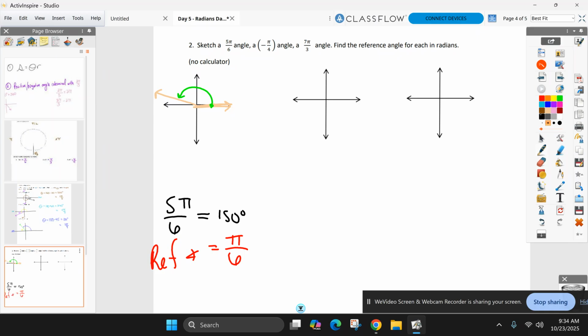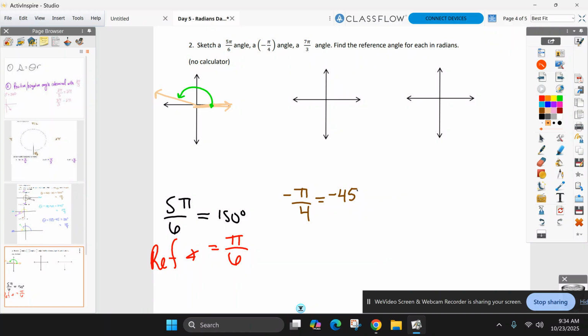Next one. Can I have your help graphing negative pi over 4 for the second one? Anybody pi over 4 today? 45. You guys are already good at this. So that's going to be negative 45. I think most of you could handle that being negative, but if not, make it positive. How do you make it positive?